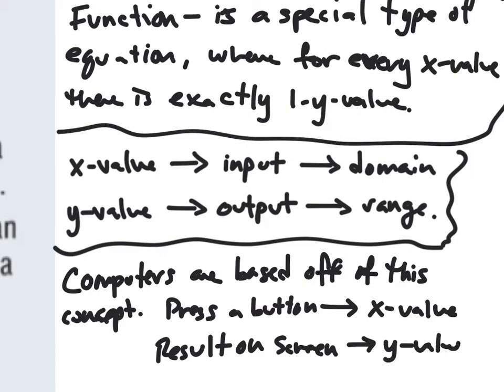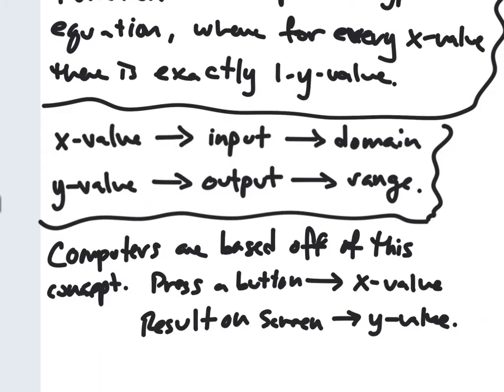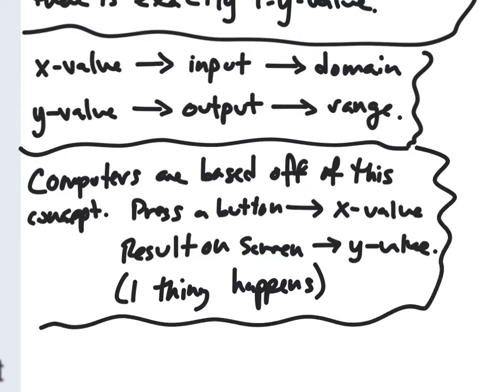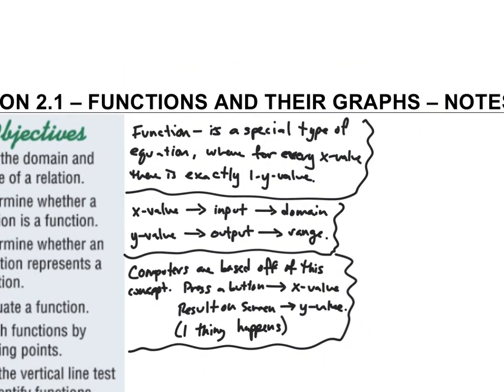Now think about it, only one thing happens. Let's just use a remote control. When you hit the power button on your TV, the TV turns on. It doesn't start changing channels and adjusting the volume automatically. It does one thing. So when you press a button, one thing happens, and that's the result on the screen. That's kind of a cool thing. Without the concept of a function, we basically wouldn't have computers. So you can thank the concept of a function for all those fun things you have on your phone.